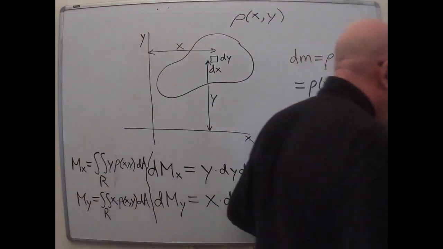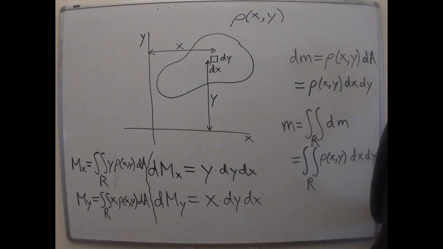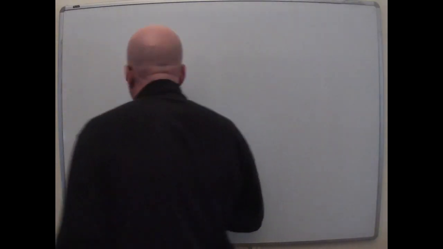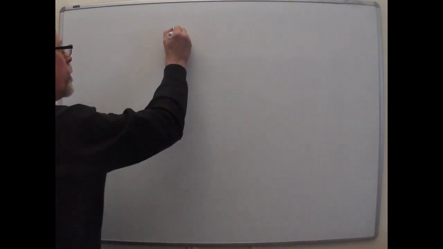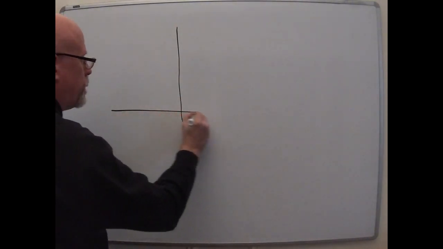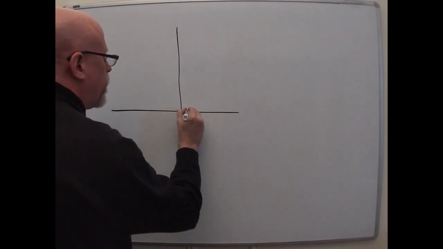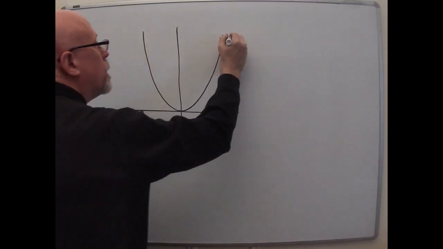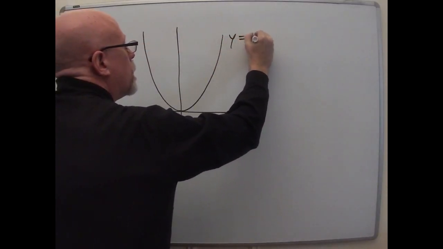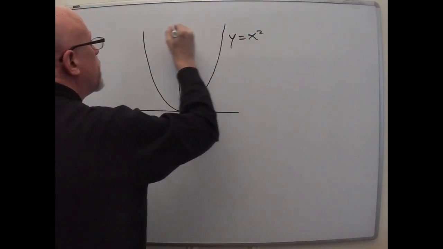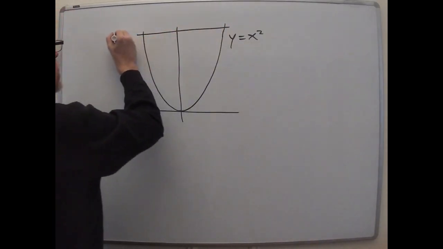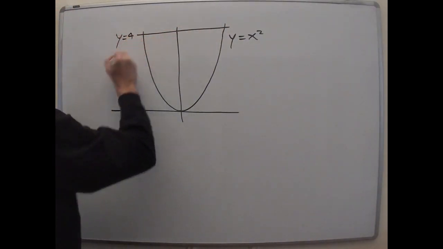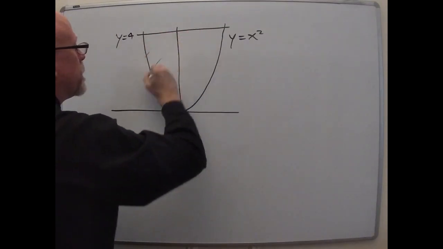Let's do a real one here. All right, so let's do a reasonably simple region. I want the part that's above the parabola y equals x squared, but below the line y equals 4. All right, so that's the region in here.